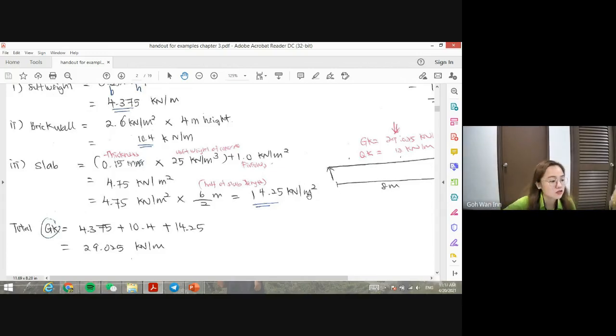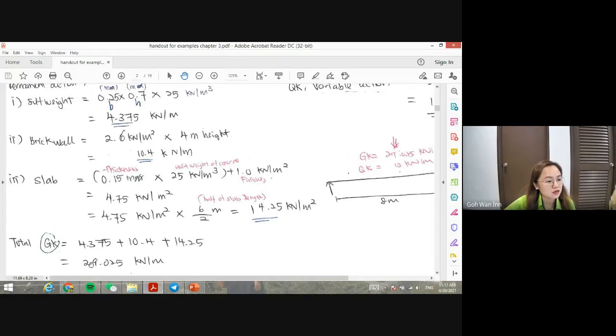Okay? So the total Gk. The total Gk, meaning the total permanent action, is the self weight of the beam plus the brick wall plus the slab. This is the self weight of beam, the brick wall, and the slab, all in kilonewton per meter, meaning nothing wrong.